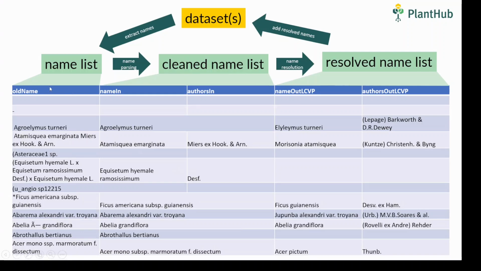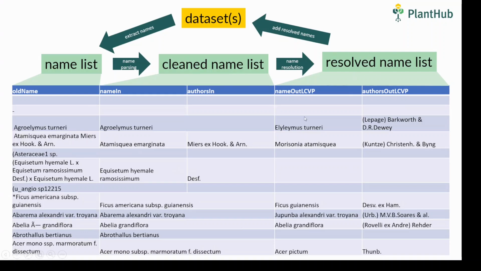So the idea will be that we have a name list that we extract from our data sets, and we get different old names. And the first step that you would usually do with these names is so-called name parsing. That means cleaning these names, basically checking that there are no confounding characters, no problems in these names that can make it more difficult to match them against the reference database. Then you would get a cleaned name list, and then you would do the actual process of name resolution using a reference database, and you would come up with the resolved names.